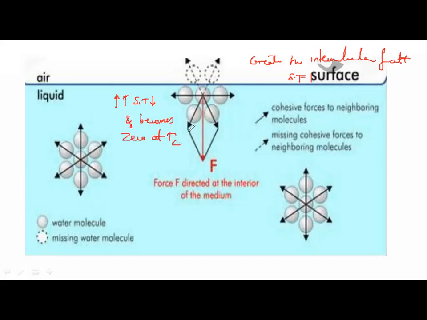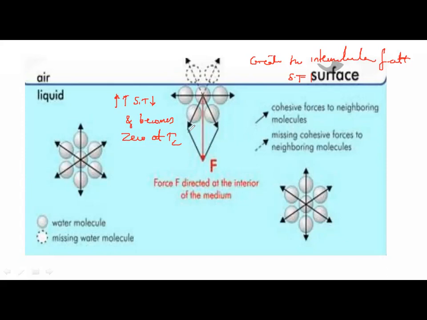So vapor pressure depends on temperature and nature of the liquid, whereas surface tension depends on intermolecular forces, hydrogen bonding, as well as temperature. Greater the intermolecular forces of attraction, higher is the surface tension. Surface tension will be higher because of strong hydrogen bonding. And with increase in temperature, surface tension decreases and almost becomes zero at critical temperature.